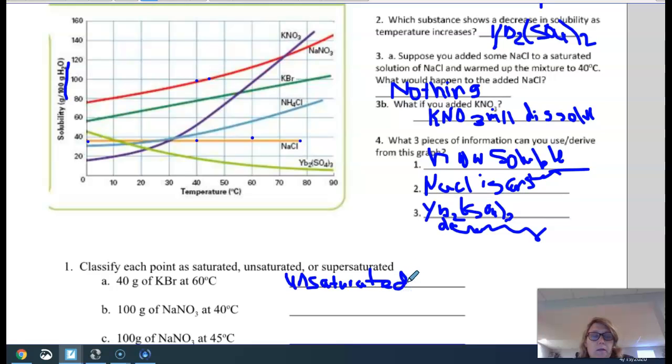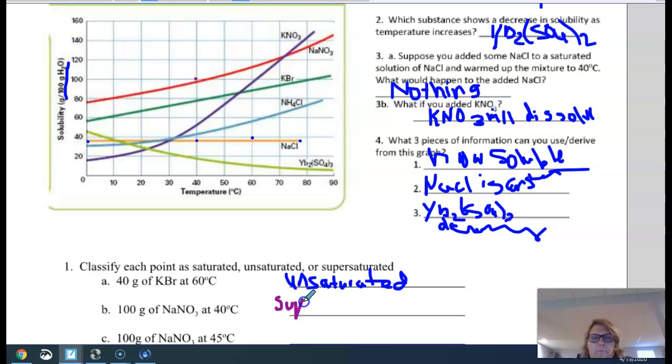Okay. So 100 grams of sodium nitrate at 40 degrees C. So here I have 40 degrees C. I'm going up to the red line, and I'm looking for 100 grams. Well, 100 grams is actually above the red line. So what I need to do is erase this really quick, and then I'm going to go back. I'll pick a different color, purple. This is the 100 grams right there. The purple dot is actually above the red line. So this would be what we call a supersaturated solution.